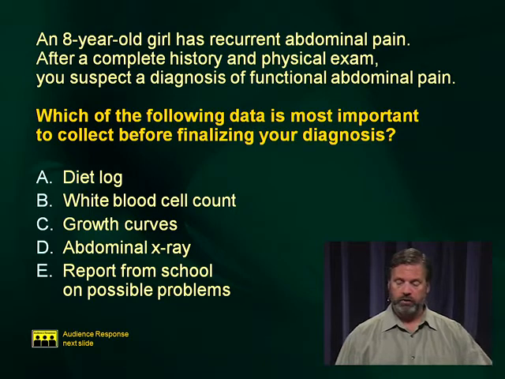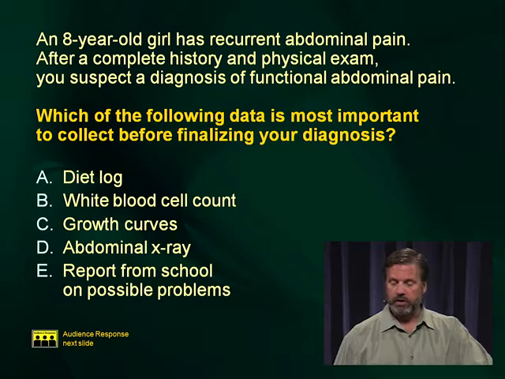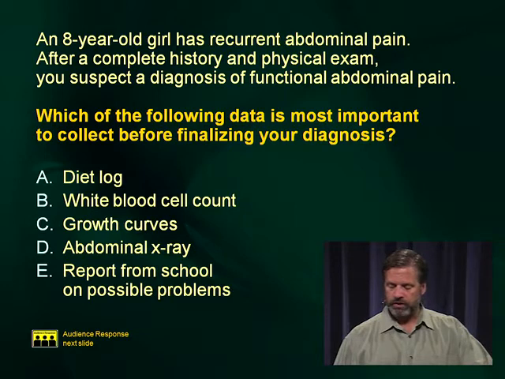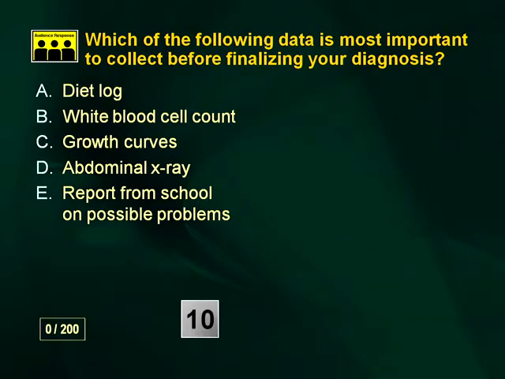An 8-year-old girl here has recurrent abdominal pain. After a complete history and physical exam, you suspect a diagnosis of functional abdominal pain. Which of the following data is most important to collect before finalizing your diagnosis? So you have an 8-year-old, recurrent abdominal pain. Which of these things do you want to make sure you look at before making the diagnosis of functional abdominal pain? Is it A, a diet log, B, a white blood cell count, C, growth curves, D, abdominal x-ray, or E, report from school on possible problems? Which of those do you want before you finalize your diagnosis?